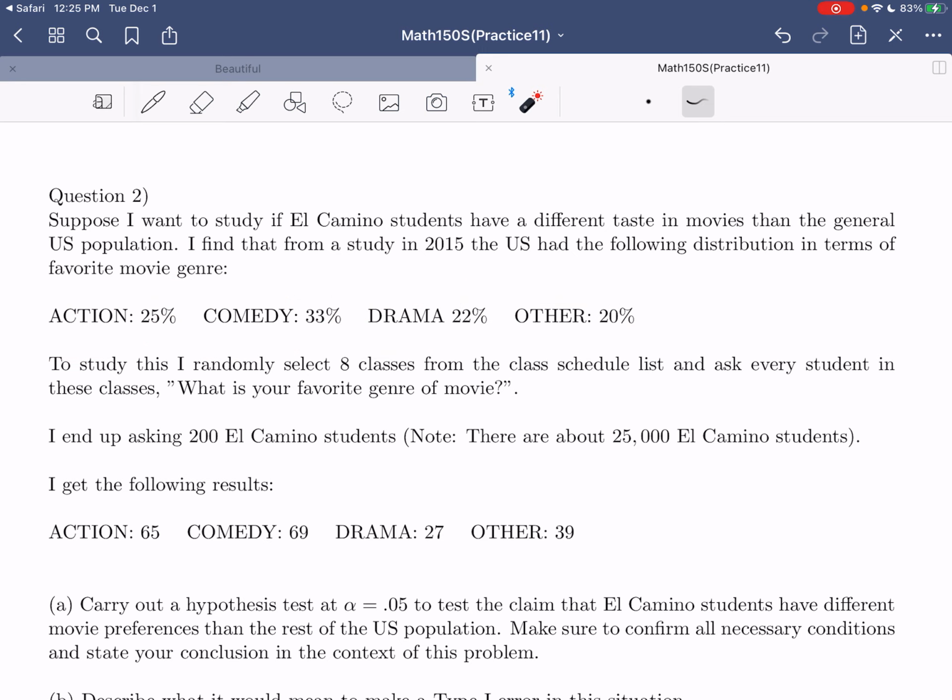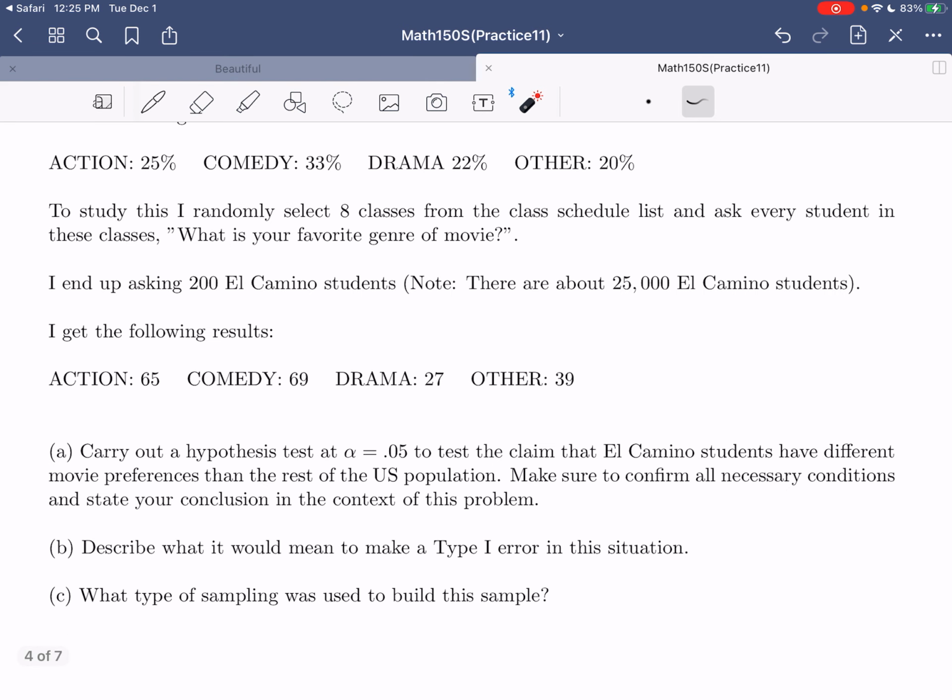So to study this, we randomly select 8 classes from the class schedule list and ask every student in these classes, what is your favorite genre of movie? So we end up talking to 200 El Camino students. We have this note that there are about 25,000 El Camino students overall, and we get the following results. 65 of the 200 said action, 69 of the 200 said comedy, 27 out of the 200 said drama, and 39 out of the 200 said other.